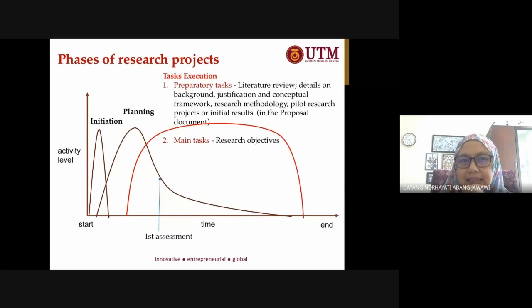The third phase of research projects is execution, where you need to get your result. You need to execute. There are 2 types of execution tasks. The first one is preparatory tasks, where you need to do literature review, justification, and all the initial results. Basically, that is what you have in your research proposal. And then the second is the main task, where you want to achieve your objective.